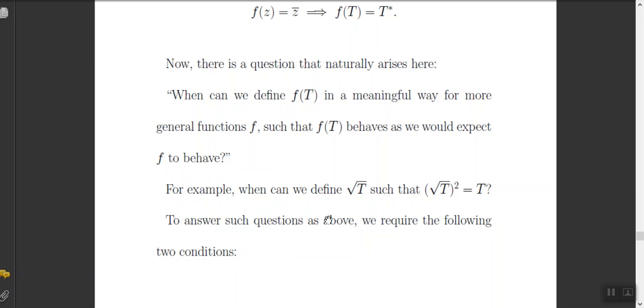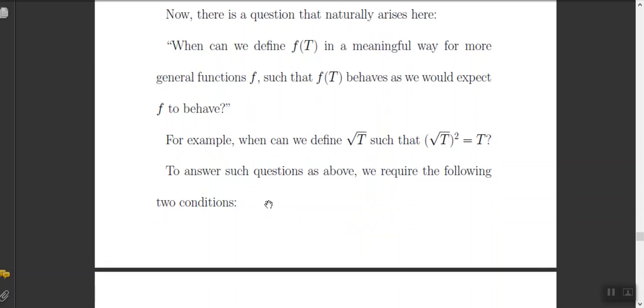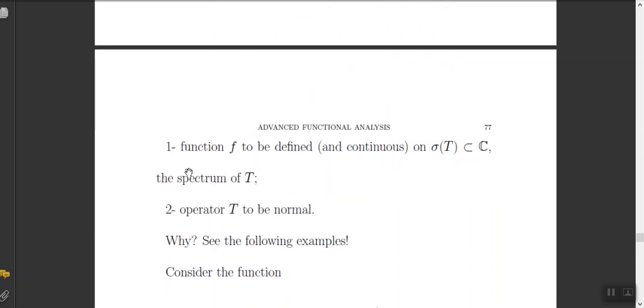I said we require the following two conditions. Let me read them for you. First, f must be defined and continuous on the spectrum of t. This is the first condition. It means that if you want to define f of t for a bounded linear operator t, we need two conditions: f must be defined on the spectrum of t, and f must be continuous. And the other one is that the operator t must be normal.